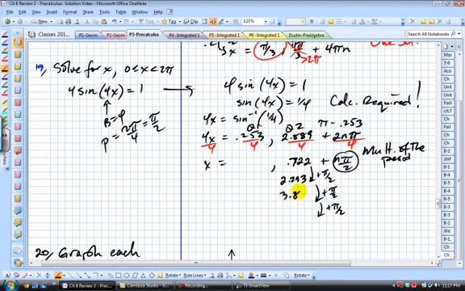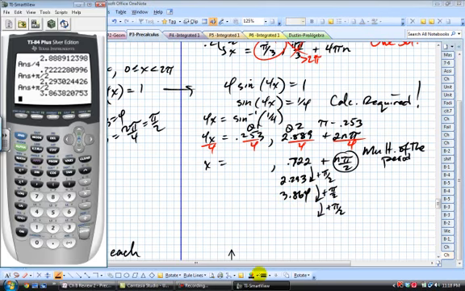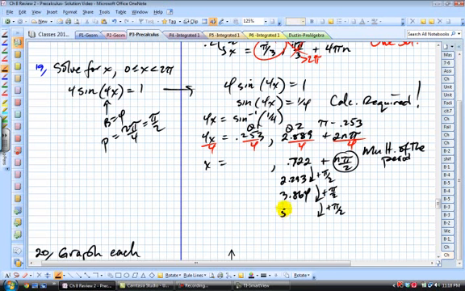3.864, add pi/2 again. Plus pi divided by 2, 5.435. That's getting close to 2 pi, or 6.28, so I'm not going to have any more after that. So I just keep adding multiples of the period.